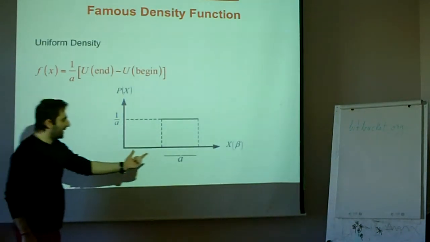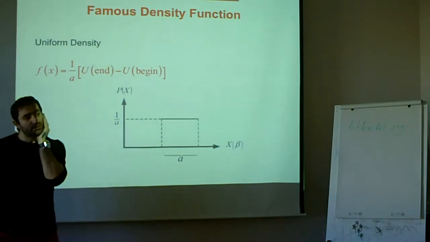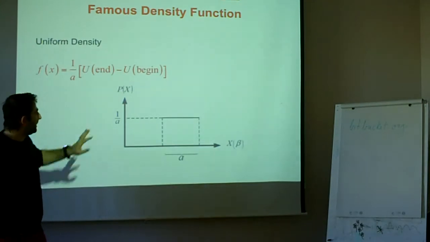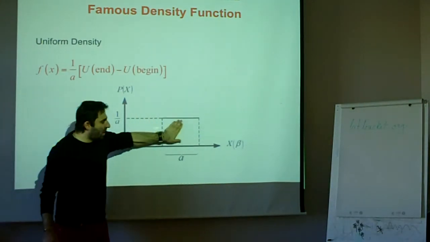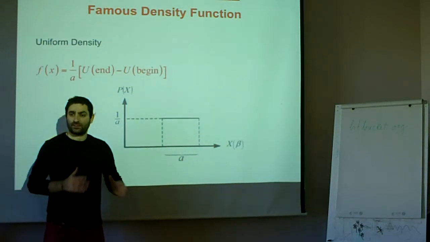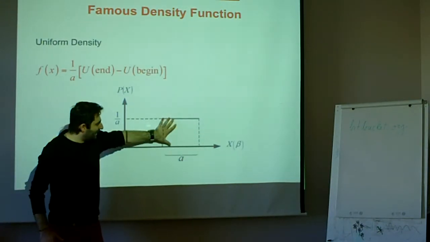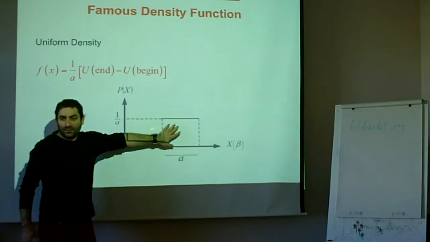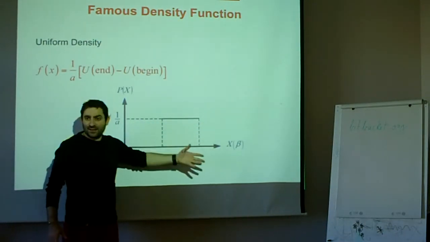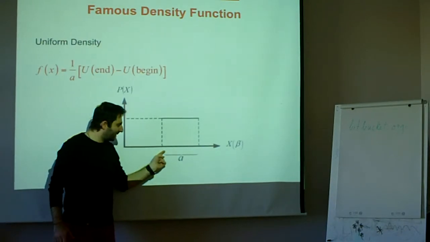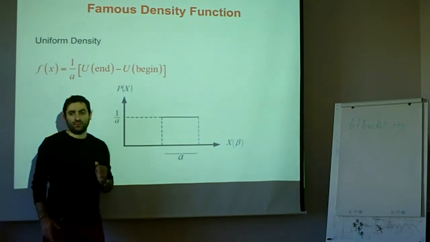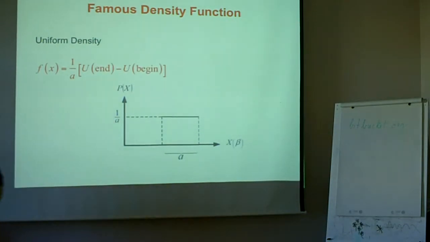If the length is a, why is the height 1 over a? So that the probability will be 1. Because the area underneath the graph, the CDF, is the summation of all the probabilities, and as the summation of all the probabilities is 1, we know that the area underneath this graph, an area of a rectangle, should be the height multiplied by the width. So it should be a multiplied by 1 over a in order to make it 1.